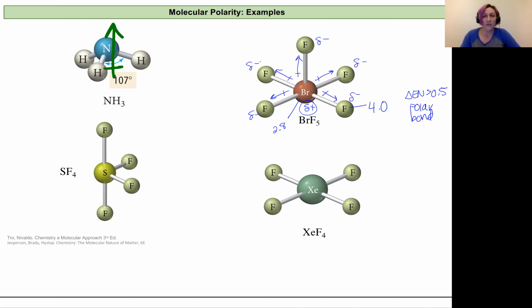All right, so now I'm going to try to think about how these cancel out in the vector sum. What's happening here is these 4 in the equatorial plane that are all in the same plane are all pulling opposite directions.